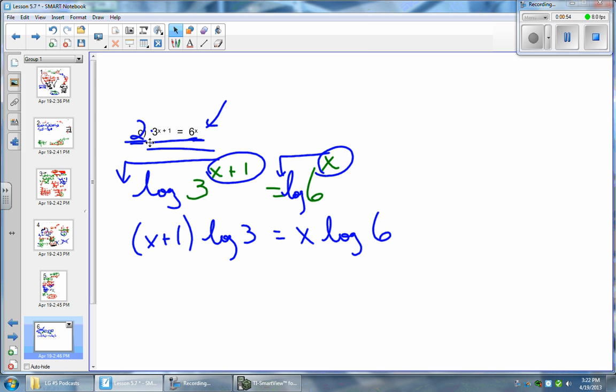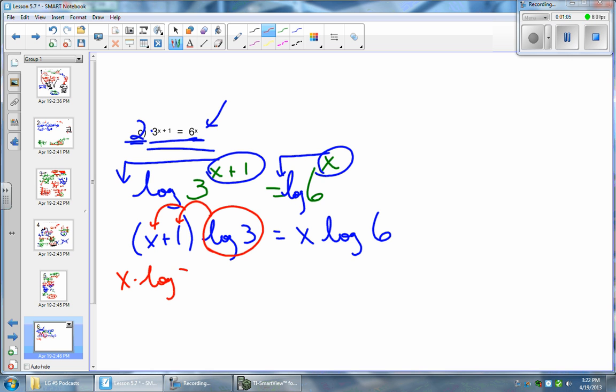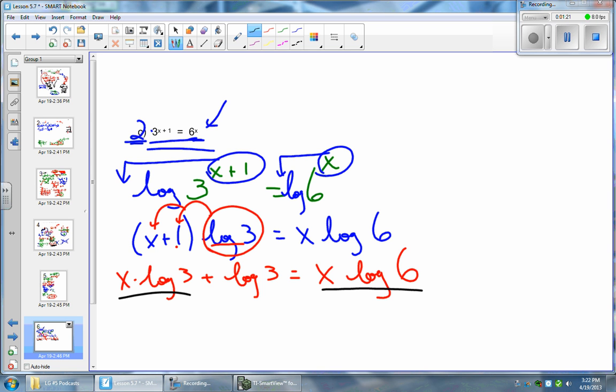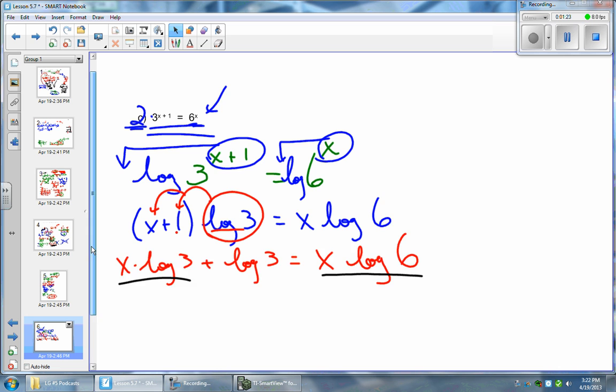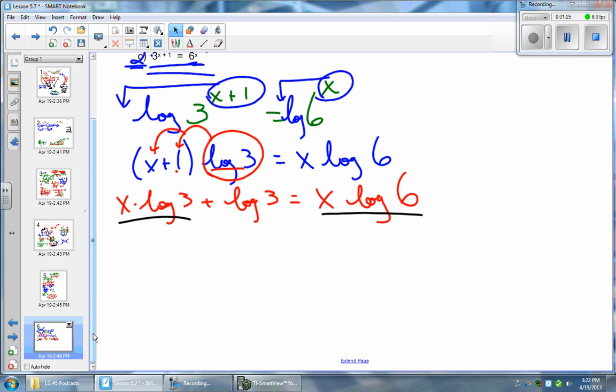Okay, so now you've got a challenge. Watch this, because remember, this is just a number, so we can actually distribute this guy in here to give you x times log of 3 plus log of 3 times 1 is log 3. Uh-oh, boy, this is looking complicated, isn't it? No, it's not. Because you know what's neat? You've got an x on this side, and you've got an x on this side. So, yep, go back to your old roots and just combine like terms.